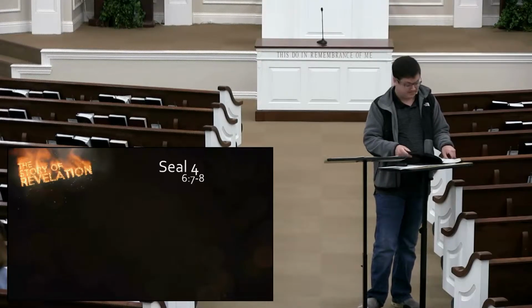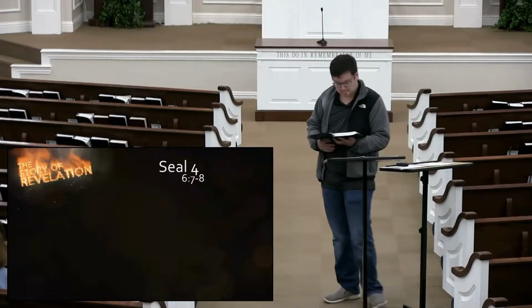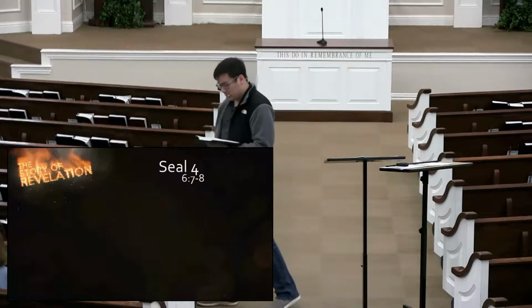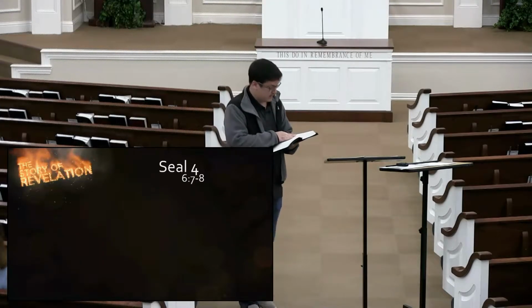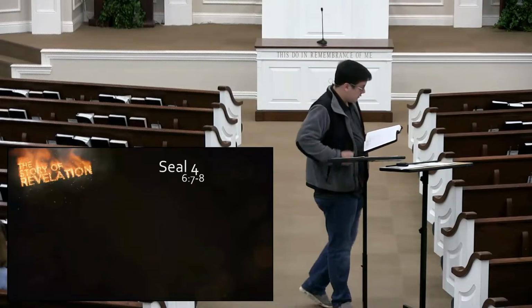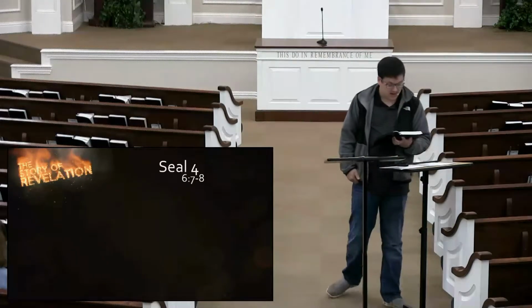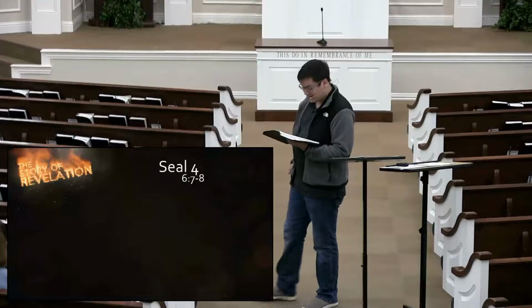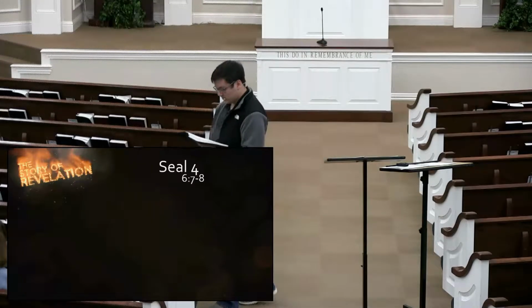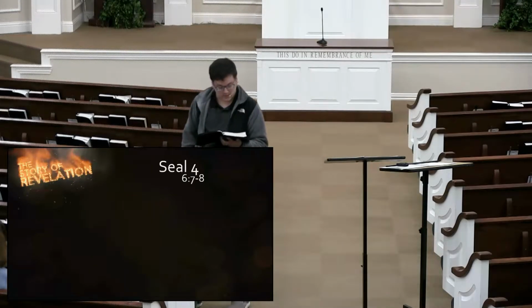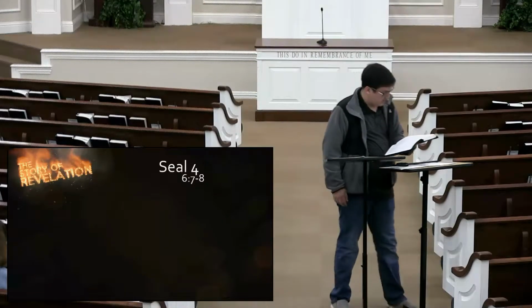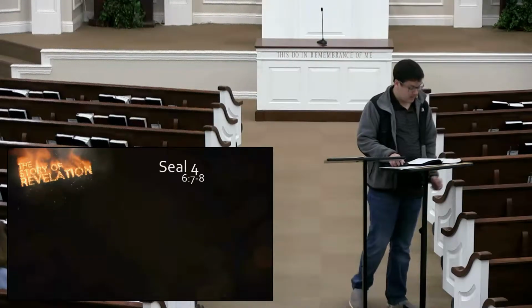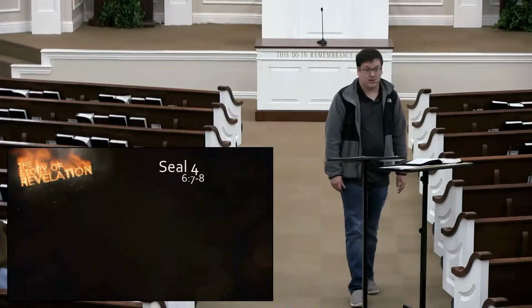Seal number 4. When the Lamb broke the 4th seal, I heard the voice of the 4th living creature, saying, "Come." I looked, and behold, an ashen horse, and he who sat on it had the name Death, and Hades was following with him. Authority was given to them over a fourth of the earth to kill with the sword, and with famine, and with pestilence, and by the wild beasts of the earth.